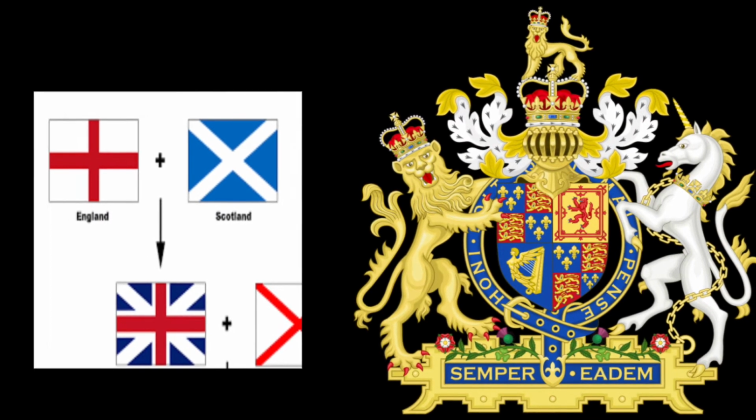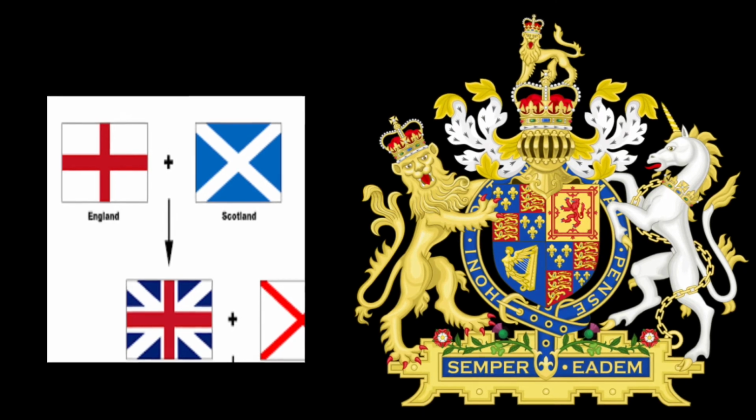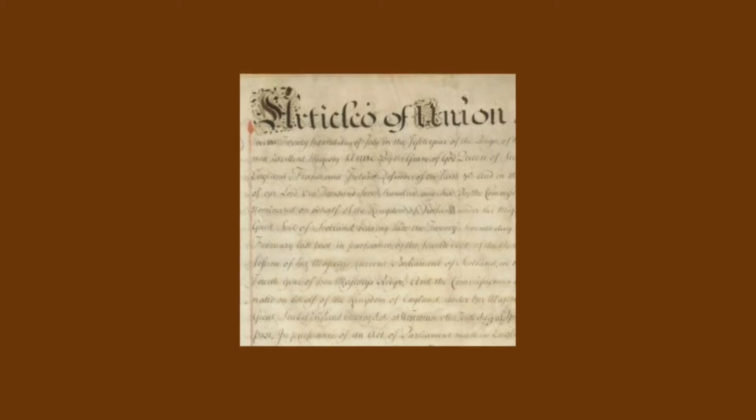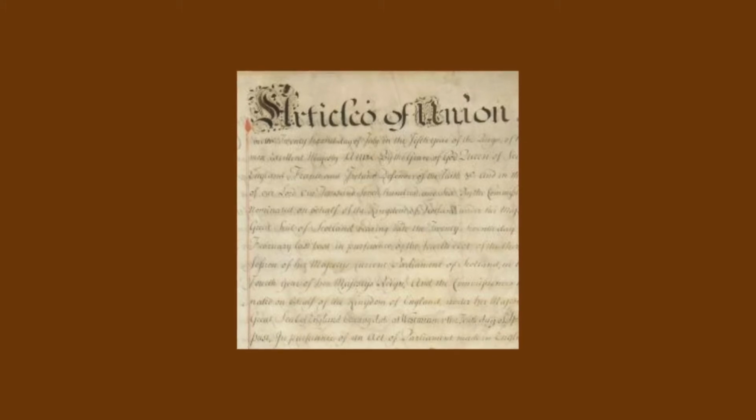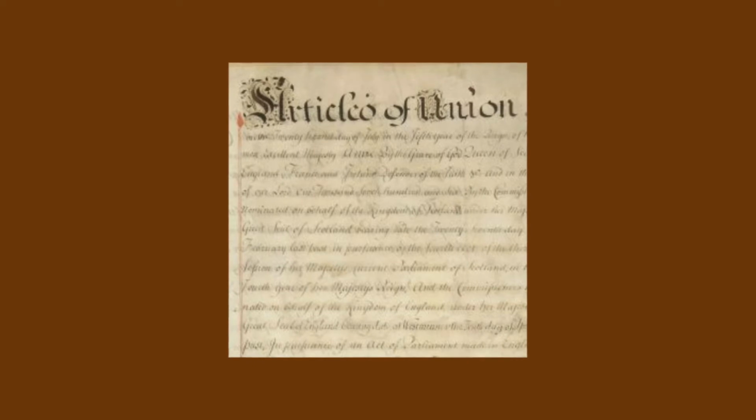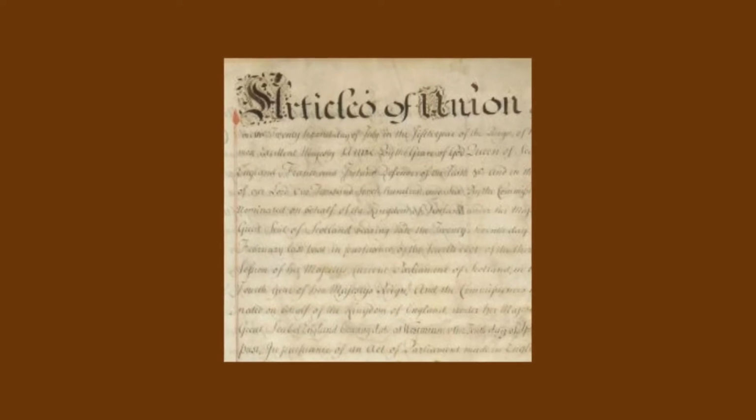The Acts of Union were passed by the Scottish and English parliaments back in 1707. This led to the official creation of Great Britain. But what led to the creation of this union? Why did Scotland and England join together?